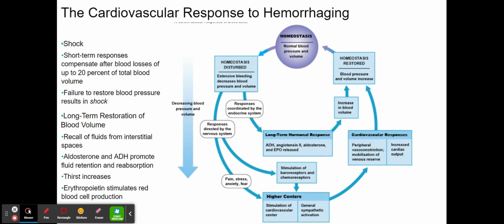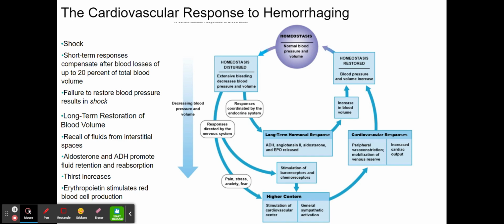Thirst increases and the digestive tract absorbs additional water. This intake of fluid increases the blood volume and ultimately replaces the interstitial fluids that are borrowed from the capillaries. And EPO targets the bone marrow. It stimulates the maturation of red blood cells, which increases blood volume and improves oxygen delivery to peripheral tissues.